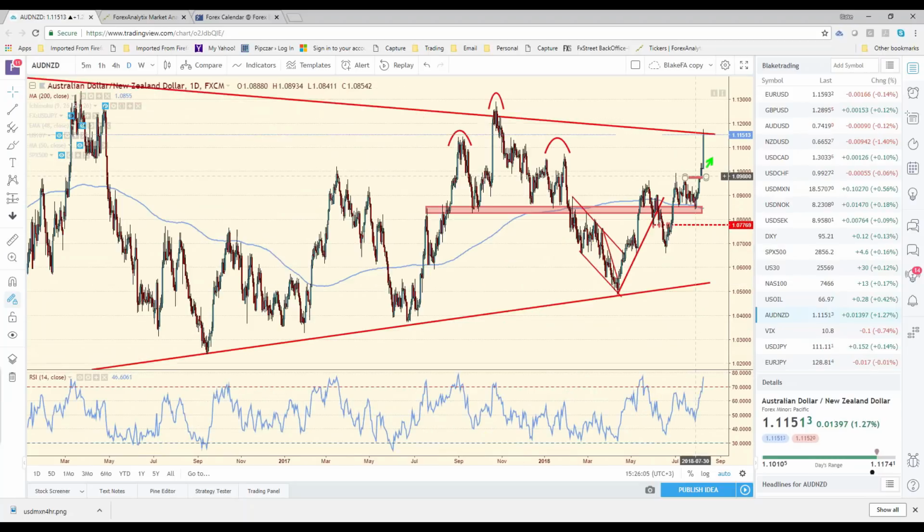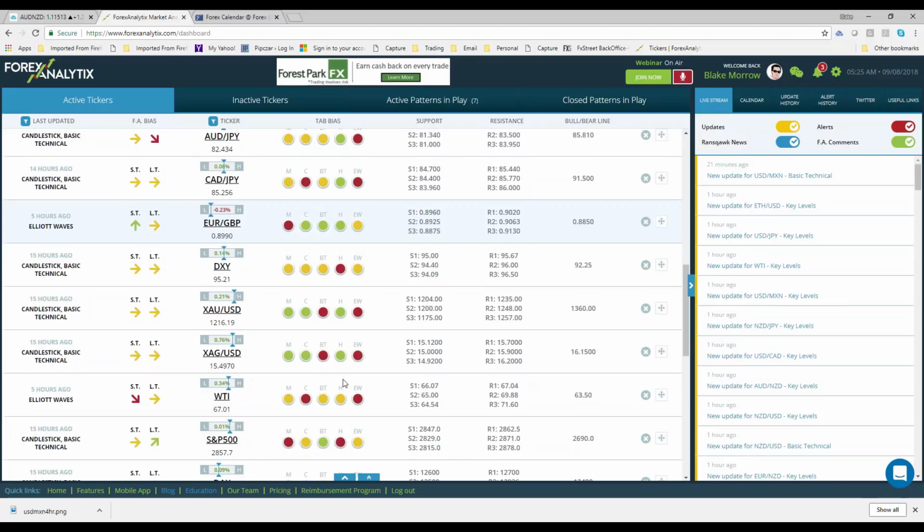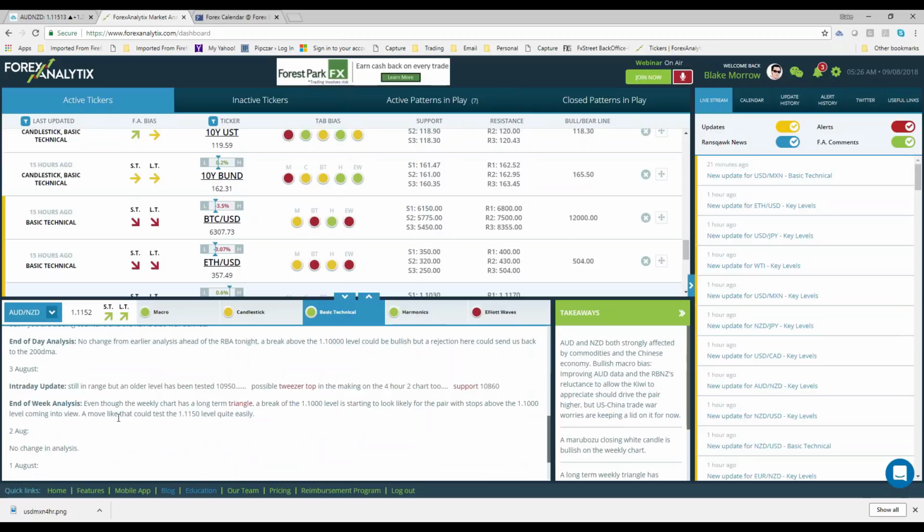We'd been talking about it all week. If you look at ForexAnalytix and go over to the Aussie New Zealand and read the analysis all week long on basic technical analysis, you can see end of the week analysis, weekly charts, triangle break of the 110 level is starting to look likely for the pair with stops above the 110 level coming into view. And that was all the way into weekend analysis.